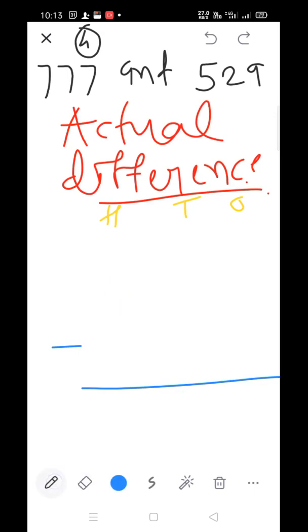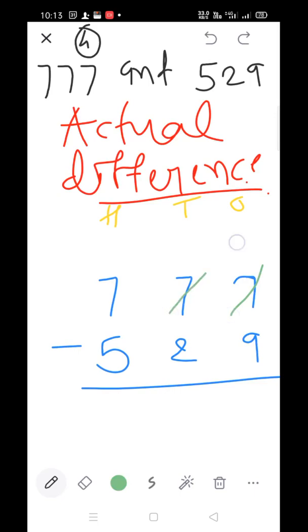777 minus 529. 7 minus 9, we cannot subtract, so we have to take a borrow from the previous one. 7 as it is. Here will be a 6 and 1. 17 minus 9, 8. 6 minus 2, 4. 7 minus 5, 2. Answer is 248. Estimated difference is 250 and actual difference is 248. Both are near.